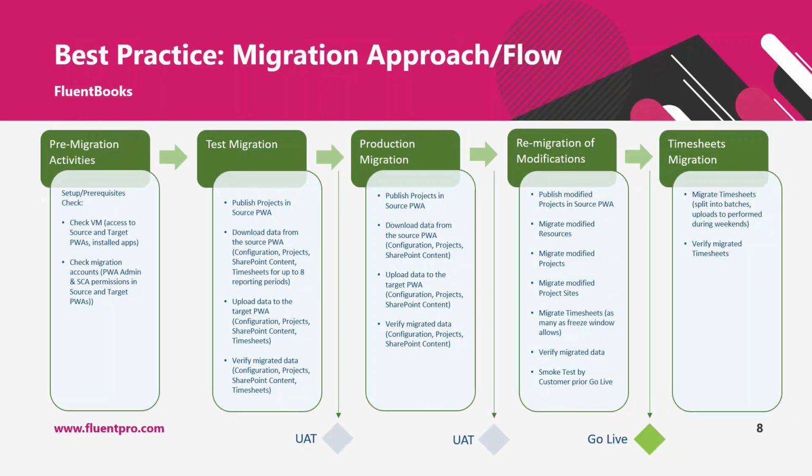So this is the migration approach, the migration flow that we recommend and that we use when we perform migration as a service. First stage is pre-migration activities. This is setup and prerequisites check. So this is setup of your migration machines. Again, it can be a physical PC or virtual machine where you would install Fluentbooks and other necessary applications. During this step, you would check your access to source and target PWAs.